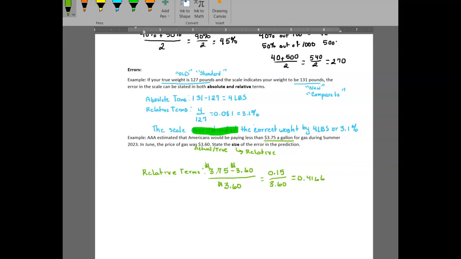Oops, nope. Made it too much. 0.0416. So that's going to be 4 and the 6 is going to make the 1 a 2, so it's 4.2%. So AAA overpredicted by 4.2%.